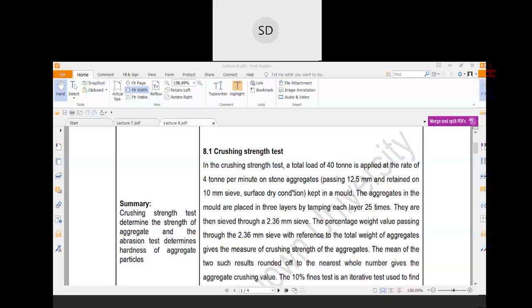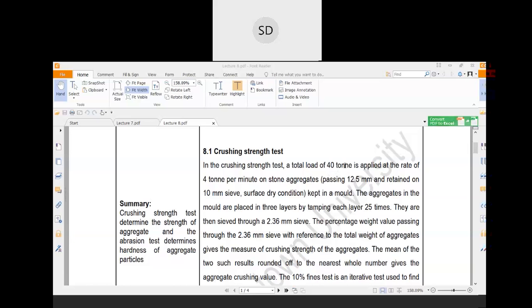We have already performed this crushing strength test in our lab. Basically in this crushing strength test, a total load of 40 tons is applied at a certain rate. That rate is 4 tons per minute. I think you remember that in our lab, whatever testing equipment there was, the load reading was in kilonewtons. So you have to convert that 40 tons load into kilonewtons and find out the total load in kilonewtons.